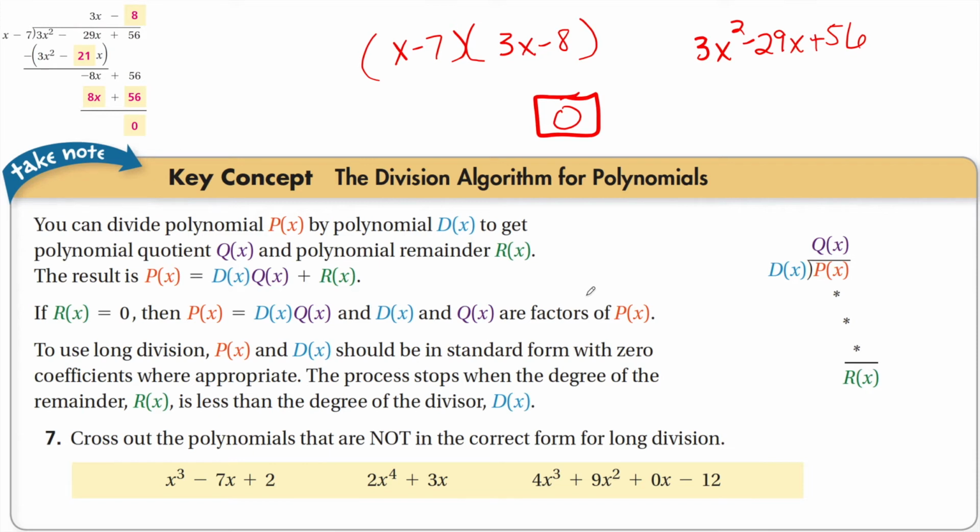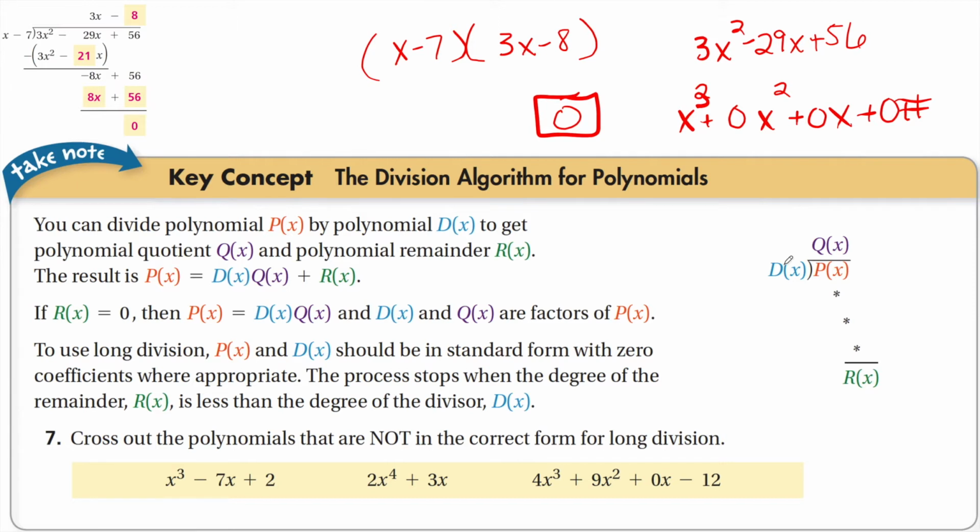So, question 7, cross out the polynomials that are not in the correct form for long division. In order for it to be in the correct form for long division, it needs to represent every single possible term that could be there. So if I start with an x cubed, my polynomial needs to go to x squared, and it needs to have an x, and it needs to have a number that is by itself. It needs to have every single one of these. Now, if x cubed is the only thing that we have, then we're going to plug in a 0 for each and every one of those.